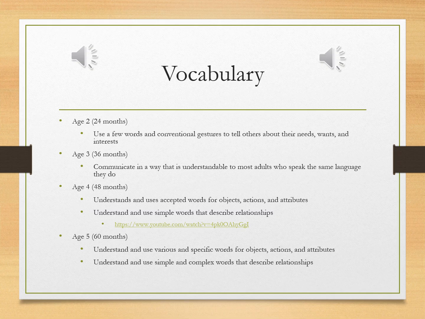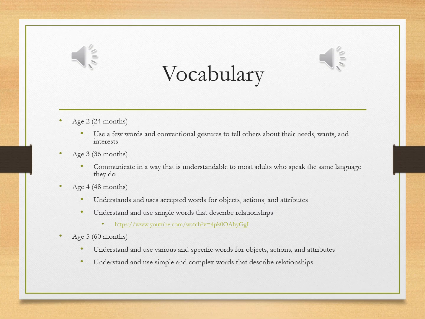At age 3, we expect children to be basically understandable to most adults. If you have a child who's age 3 and you still don't really understand what they're trying to say, you don't understand the words that they're using, then there's probably some need to check and see if speech services are necessary. By about age 4, children should use basic words, generally accepted and used words for objects, actions, and attributes.